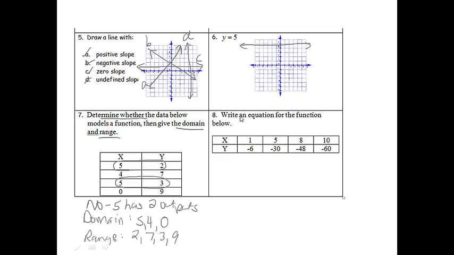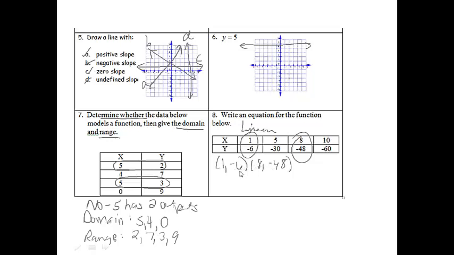All right, the next one says to write an equation for the function below. I'm guessing, because in all we've studied it is linear, that it's going to be a linear equation. So I believe in most directions it will tell you that. So if we're going to find the equation of a line, what we would like to do is actually use 2 points. I'm just going to use the first and the third point. So I'm going to write them as 1, negative 6, and 8, negative 48.